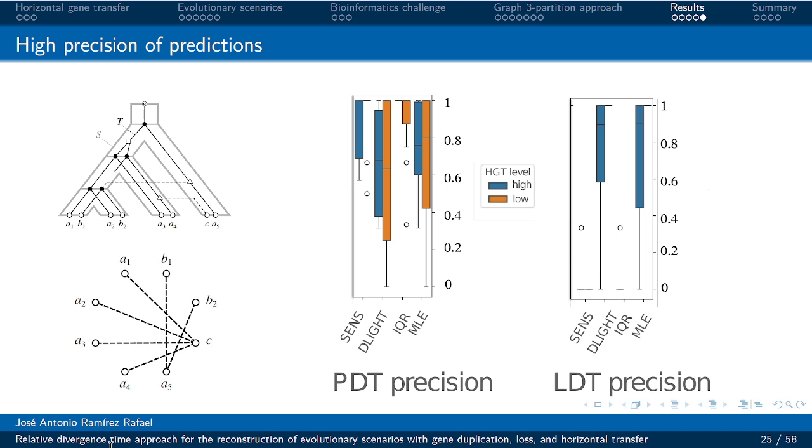So here are some numbers. Remember, we want to infer gene-to-gene relationships that are supposed to come from an evolutionary scenario. We simulated data, so we know what the true relationships are. And well, let me show you some precision results. In general, our precision is very high, close to 1. This means that if we predict an LDT relationship or a PDT relationship, it is very likely that our prediction is true. And well, we tried several methods, and some of them perform very well. For example, the IQR performed very well for PDT, but very badly for LDT. So we will have to mix the methods somehow.